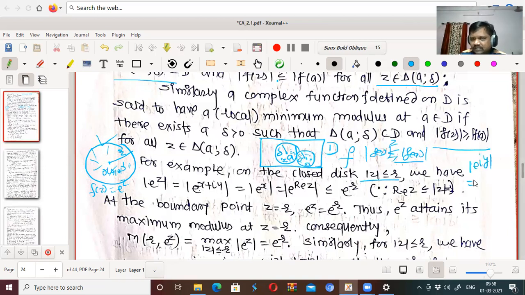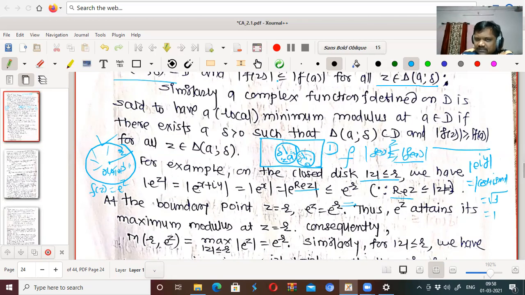Why? We know that e to the power iy means cos y plus i sin y, and its modulus is the square root of cos squared y plus sin squared y, which is equal to 1. So this is nothing but mod of e to the power x. x is the real part of z, so that is e to the power real part of z. And what is the real part of z? It should be less than or equal to e to the power r, because mod z is less than or equal to r.